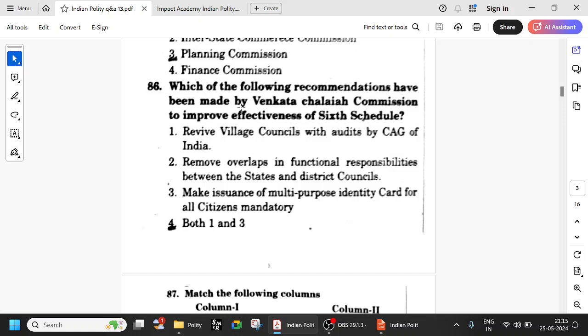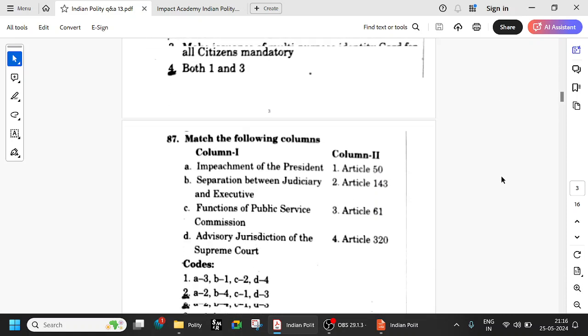Now Venkatachaliah Commission, what did it say? It said revive village councils with audits by CAG of India, remove overlaps in functional responsibilities within the states and the district councils. Okay, so those two things have been suggested by the Venkatachaliah Commission. And make issuance of multi-purpose identity card for all citizens. This was not there in that particular commission. Okay, so remember these things. Revive the village councils, okay, and remove overlaps in states and councils. So those recommendations were given by the Venkatachaliah Commission. And these recommendations in general, Sarkaria Commission or Punchhi Commission or Administrative Reforms Commission, all those are very important.